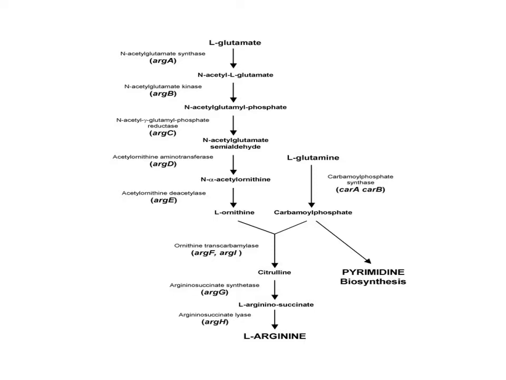Similarly here, we have the pathway that goes from glutamate to the synthesis of arginine, and there's a whole slew of enzymes, all called Arg something, A through H, that are required for that process. So again, a mutation in any one of those genes that leads to a defective enzyme would cause the cell to become an arginine auxotroph, in that it would not be able to create its own arginine and will require that supplement in the medium in order to be able to grow.